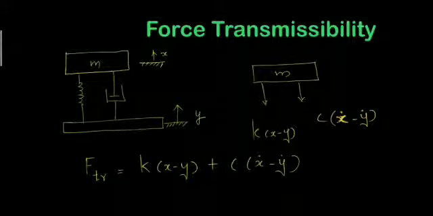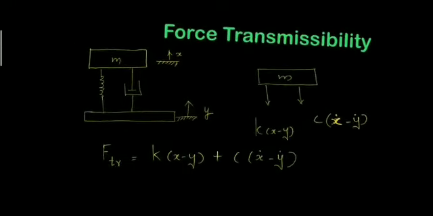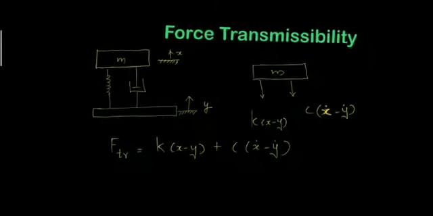And when we take the free body diagram of this particular mass, this particular mass represents the bicycle, and for a bicycle example, this represents the person, how much force he is feeling. If you take the free body diagram of this particular portion alone, then we can see that there are two forces acting on this thing, which is k into x minus y coming from the spring, and there is a c into x dot minus y dot which is coming from the damper. This is the net force which will be transmitted from the base to the particular region of interest.